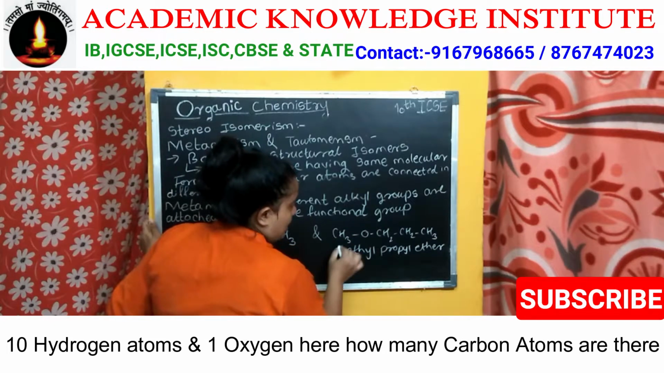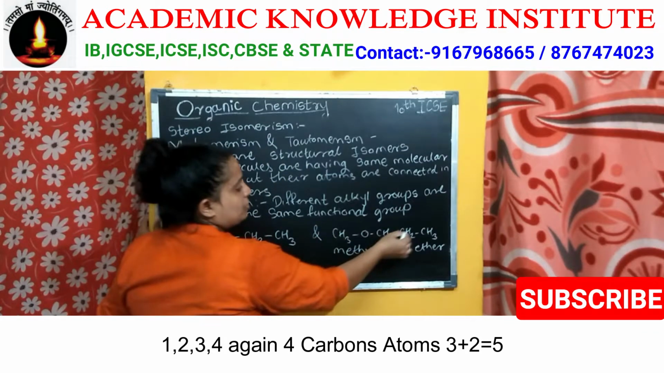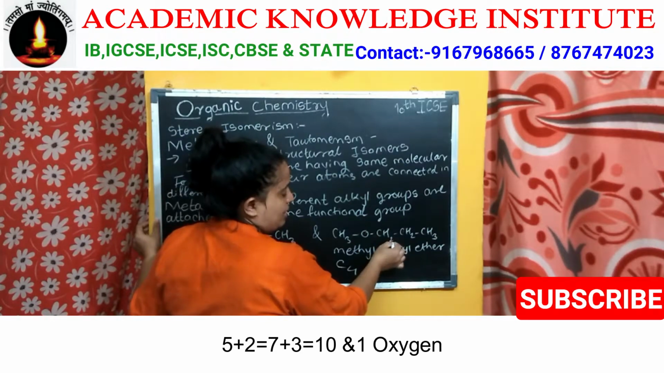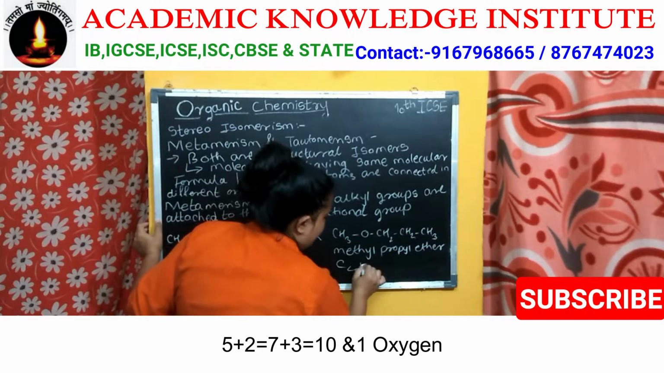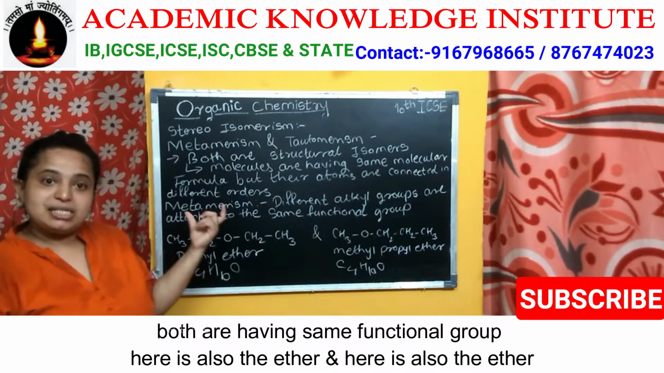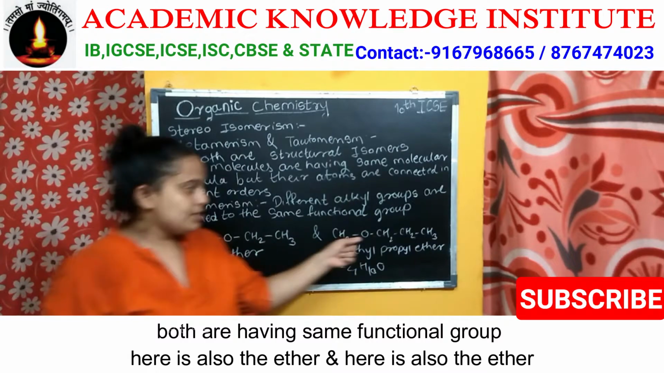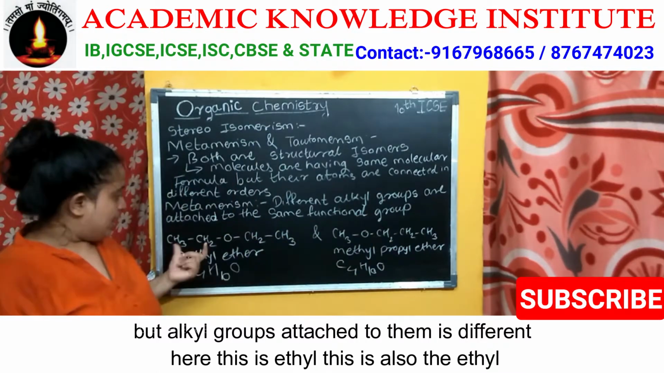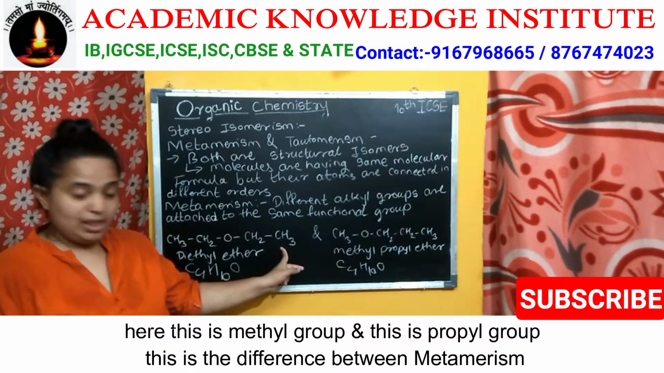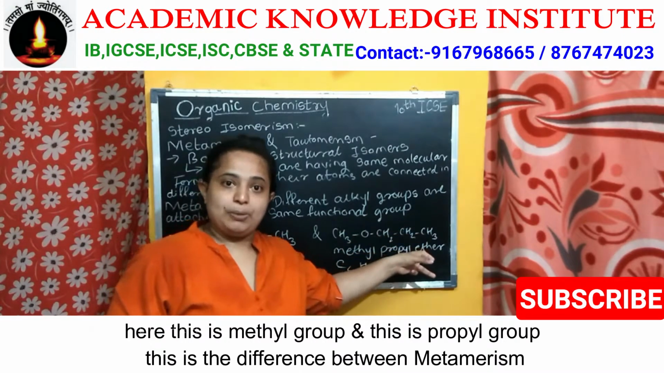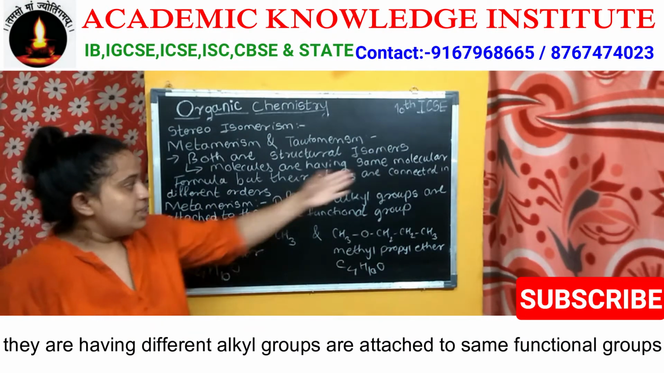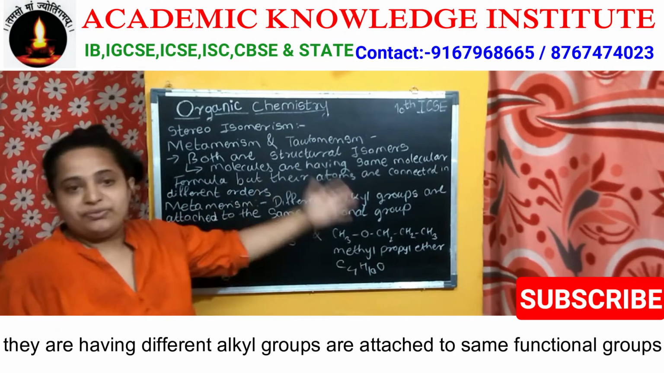Here, how many carbon atoms are there? 1, 2, 3, 4. These are again 4 carbon atoms. 3 plus 2, 5. 5 plus 2, 7. 7 plus 3, that is 10. So this is 10 and the oxygen is single. Both have the same functional group. Here is also the ether, here is also the ether. But the alkyl groups attached to them are different. Here this is ethyl, this is also ethyl. Here this is the methyl group and this is the propyl group. So this is the difference in metamerism. They have different alkyl groups attached to the same functional group.